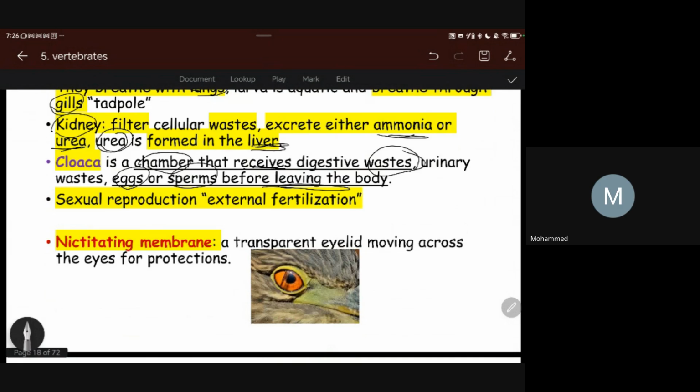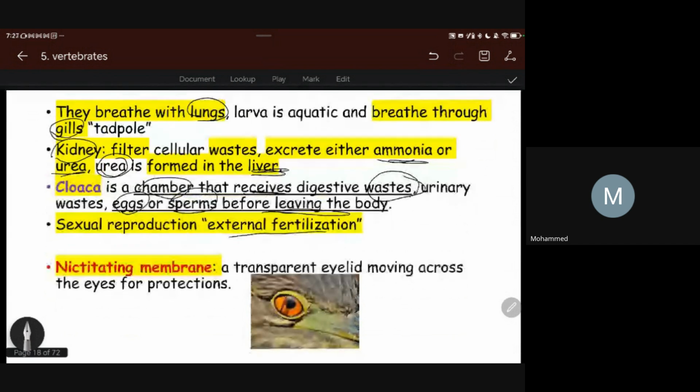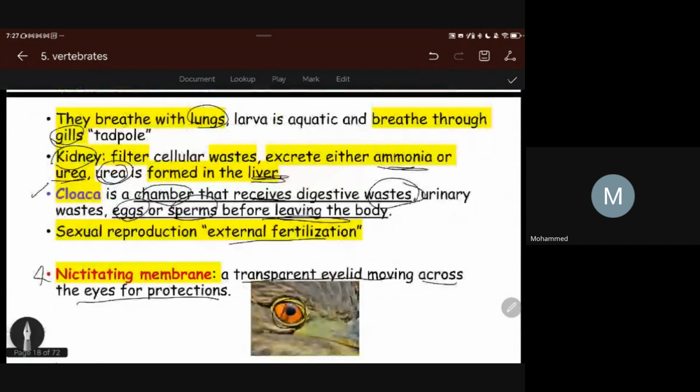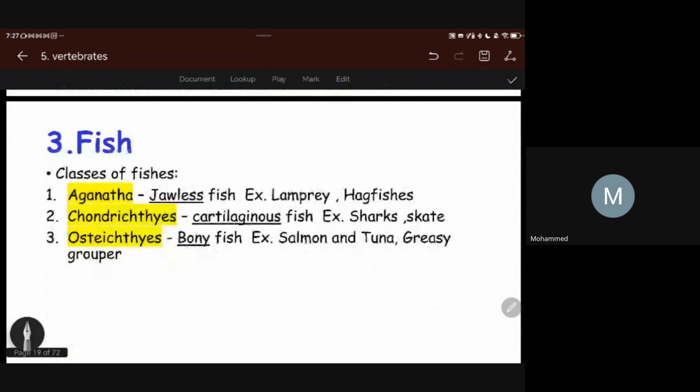Also, they reproduce by sexual reproduction with external fertilization. So they lay their eggs or their sperm outside of their body, and the fertilization occurs. Next, they have something specific as well, which is the nictating membrane, a transparent eyelid moving across the eyes for protection, which looks like this. So the nictating membrane is a membrane that protects the eye. So we have the cloaca and the nictating membrane. These are important features. Next we're going to talk about fish.